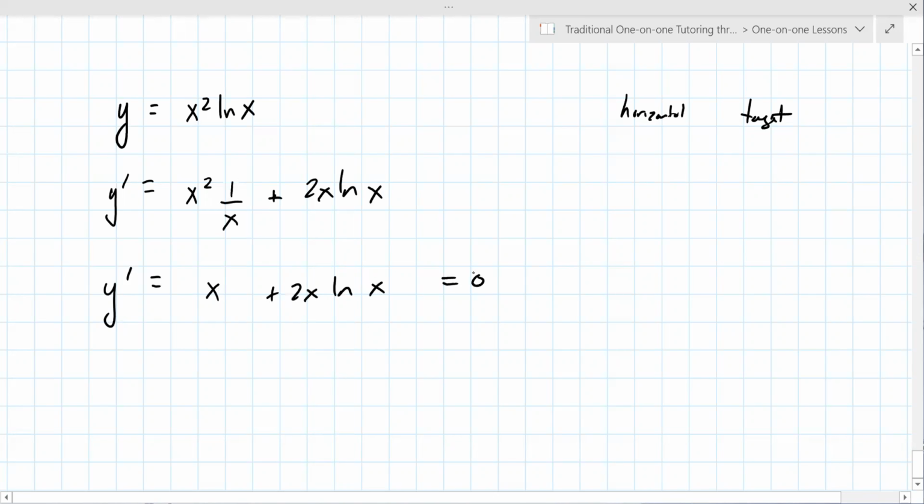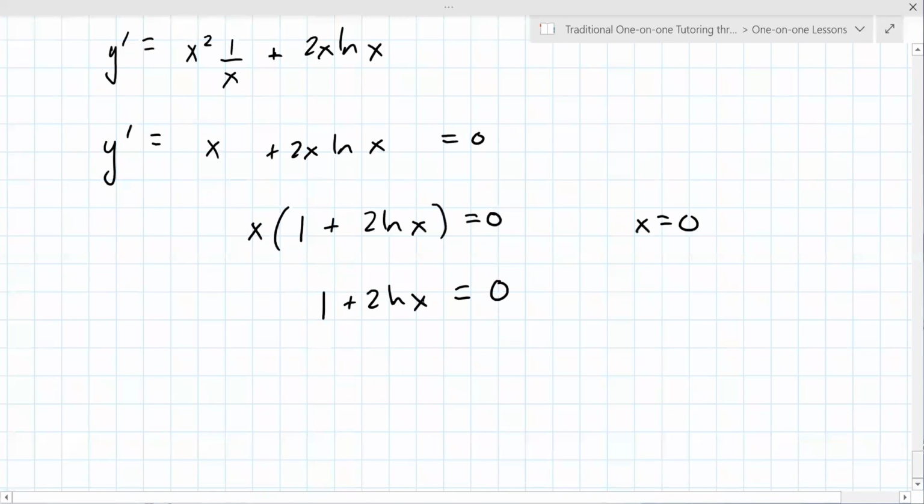So you set this equal to 0, you factor out an x: x times (1 plus 2 natural log of x) equals 0. So this occurs when x is 0, that's one of them, and then when 1 plus 2 natural log of x equals 0. And so that's where your prerequisite stuff comes in. You got to know how to do this. x is e to the minus 1/2 is your other one.